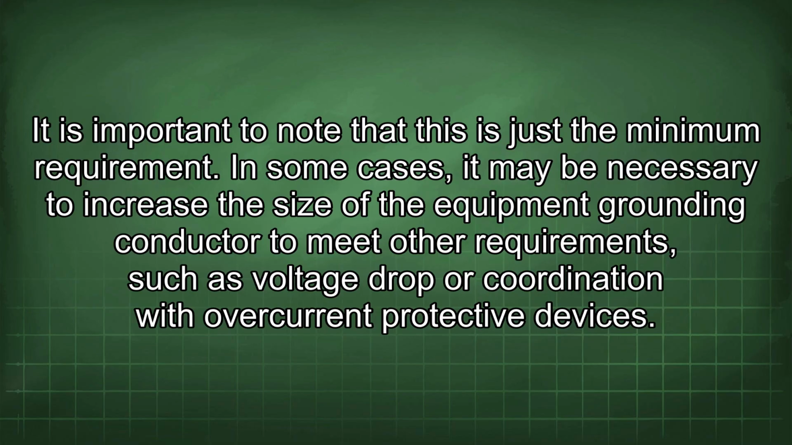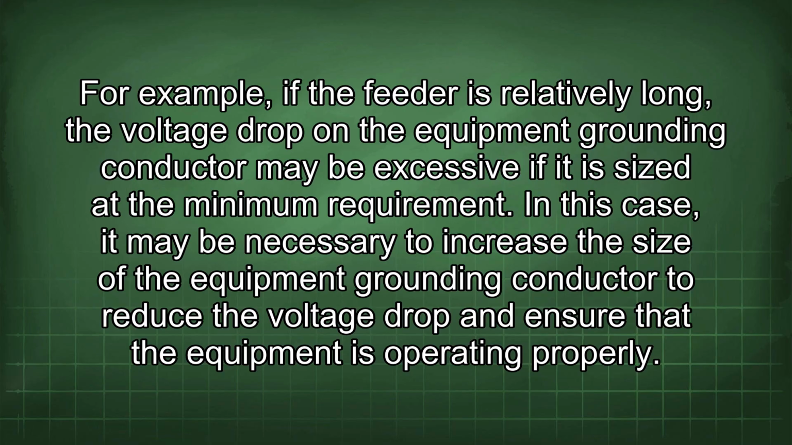It is important to note that this is just the minimum requirement. In some cases, it may be necessary to increase the size of the equipment grounding conductor to meet other requirements, such as voltage drop or coordination with overcurrent protective devices. For example, if the feeder is relatively long, the voltage drop on the equipment grounding conductor may be excessive if it is sized at the minimum requirement. In this case, it may be necessary to increase the size of the equipment grounding conductor to reduce the voltage drop and ensure that the equipment is operating properly.